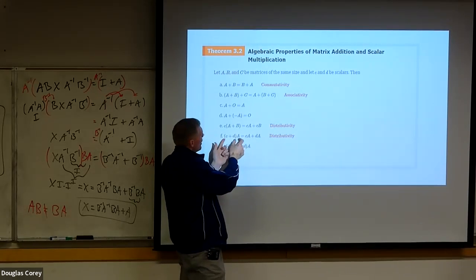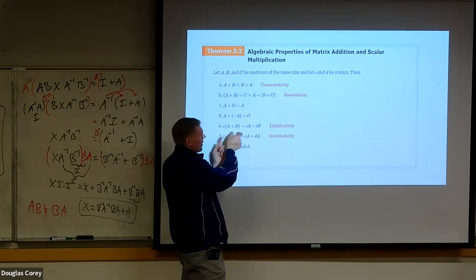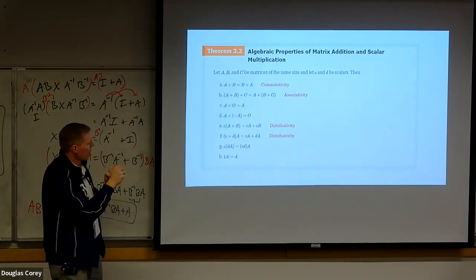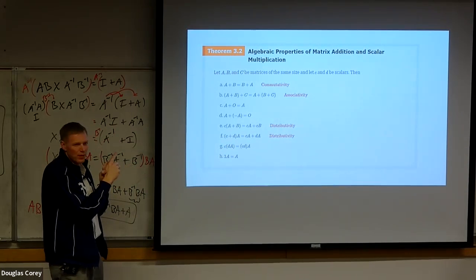So it doesn't matter, since C plus D is just a scalar. I could write it on either side. It wouldn't change. So good question. Okay. Other questions with any of these?